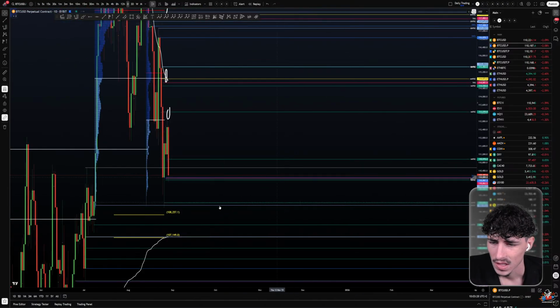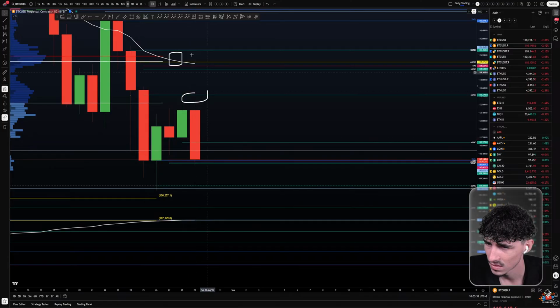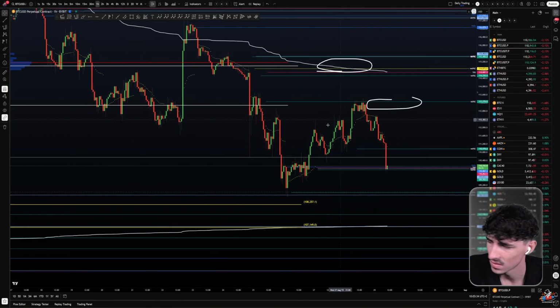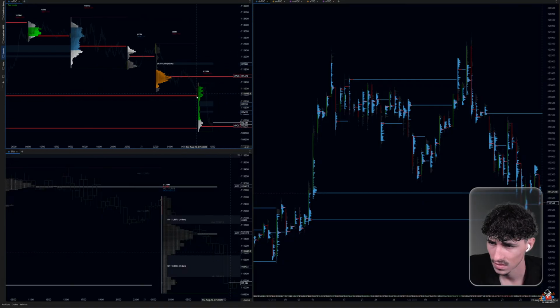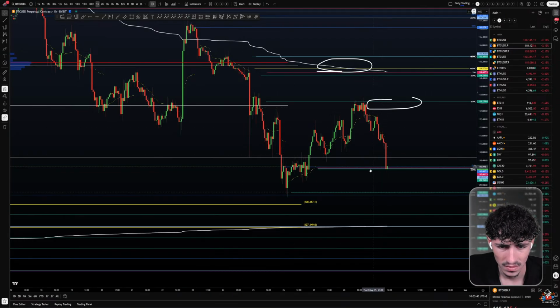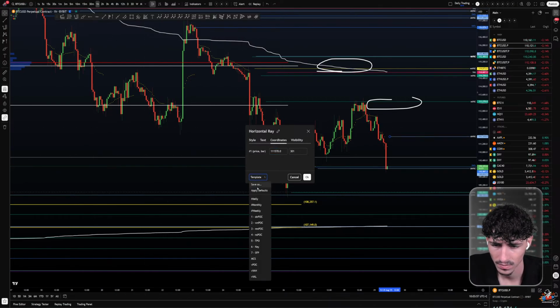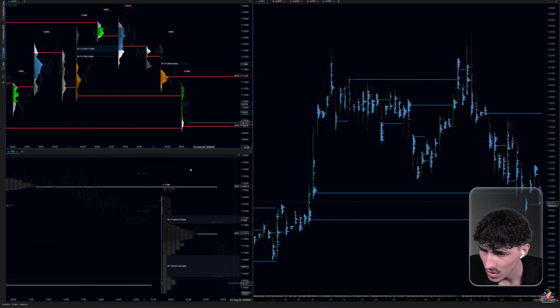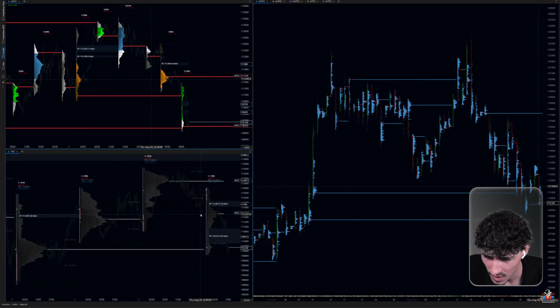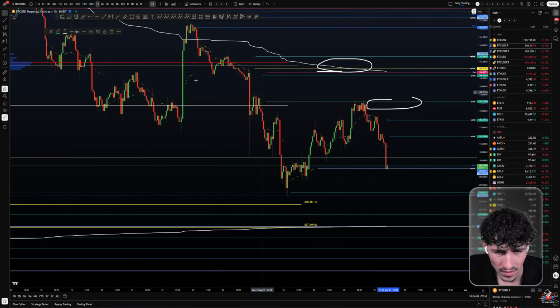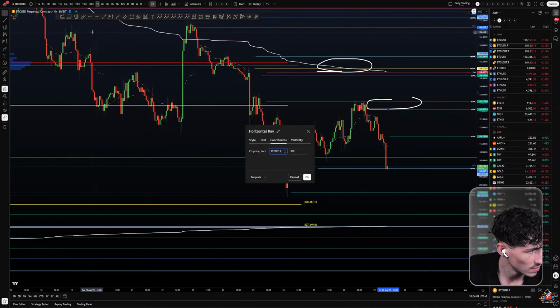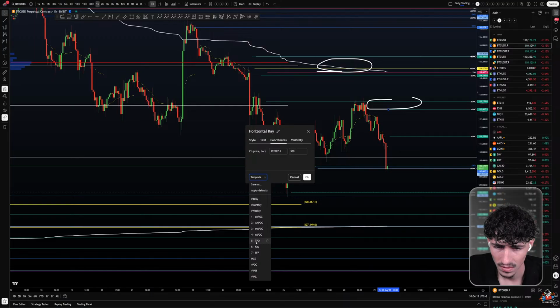So let's update this. Daily levels. Okay, I don't care about this. Let's get rid of a few levels there. Okay, right, 11,570. That's a naked session point of control. Then we have a TPO here, 112,887.5. TPO.